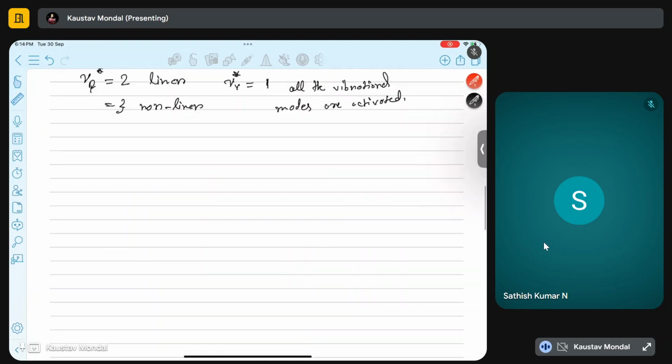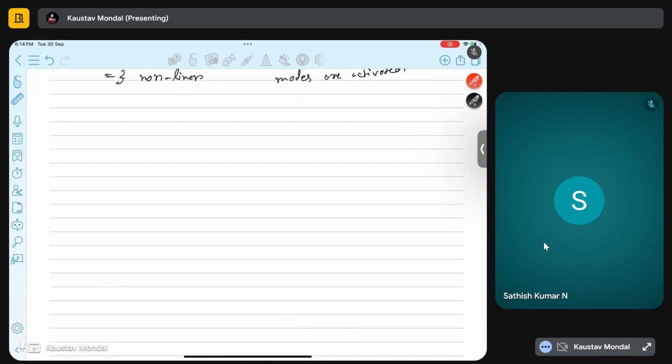Next we have discussed the residual entropy. So residual entropy is basically the temperature. We know that the temperature. So let me write it. So let's see.